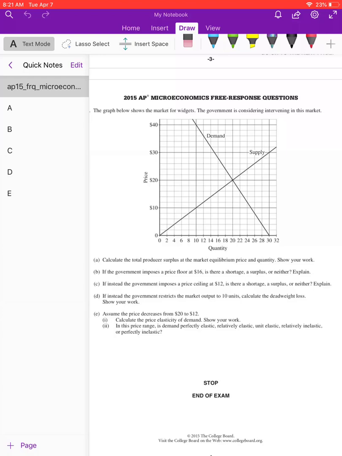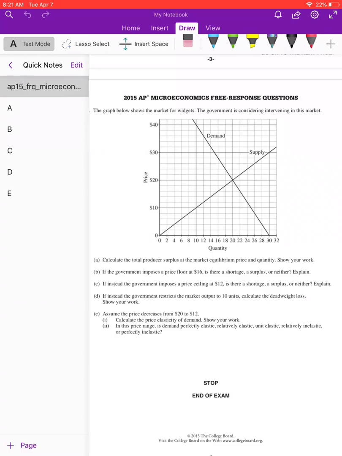Okay guys, we're here to do another video for consumer and producer surplus with calculations. This one's a little harder than the last one, I think, but I think they're all pretty easy if you have your digital notes in front of you and you're trying to remember the stuff that we did before.